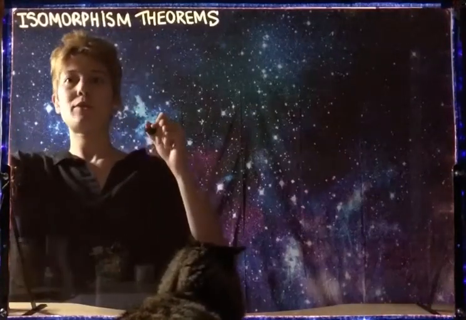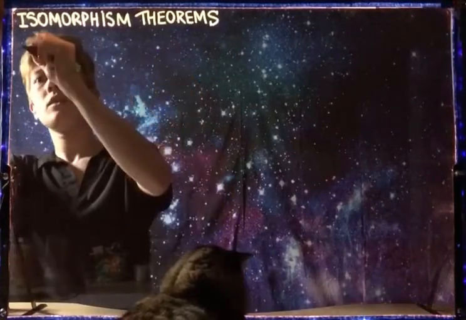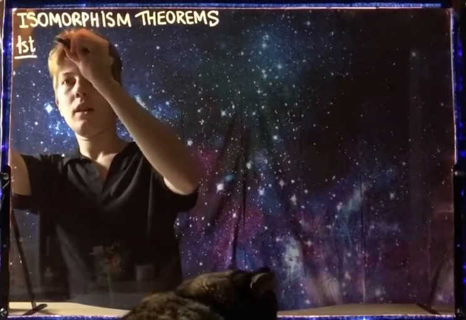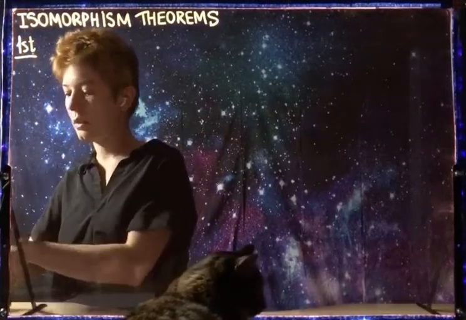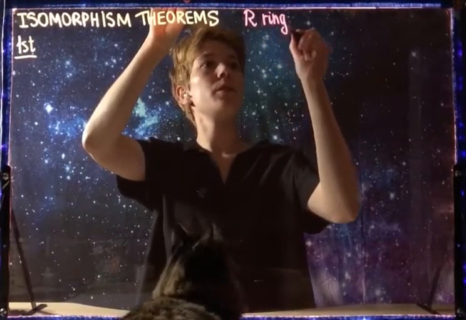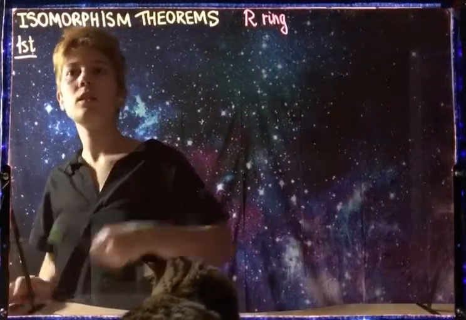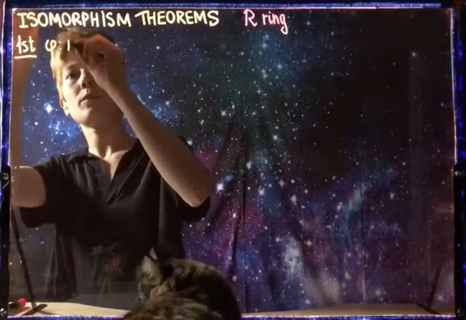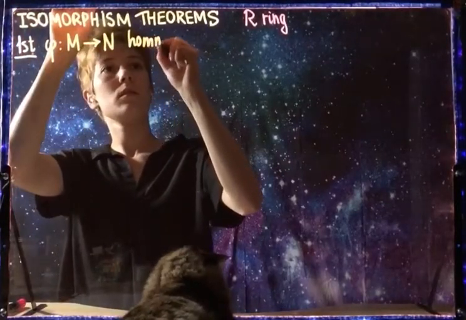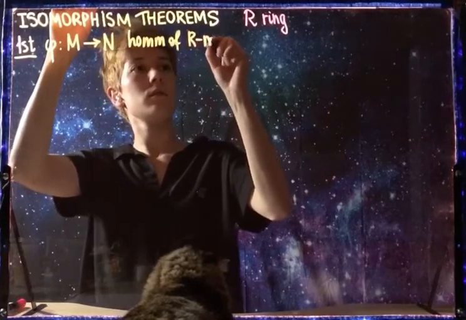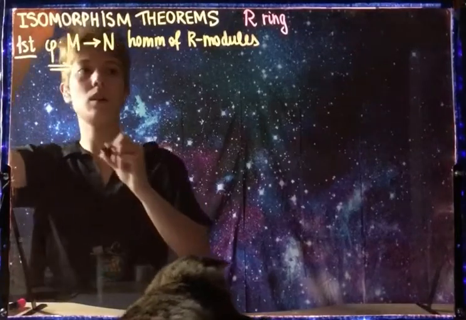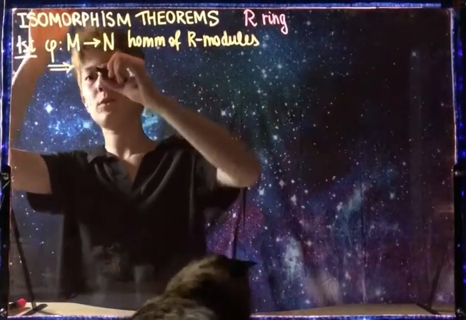I would like to finish now the topic of isomorphism theorems. We have already seen the first isomorphism theorem that said that if R is some commutative ring, and if we take a homomorphism of modules over this ring, then we prove that co-image is isomorphic to image.